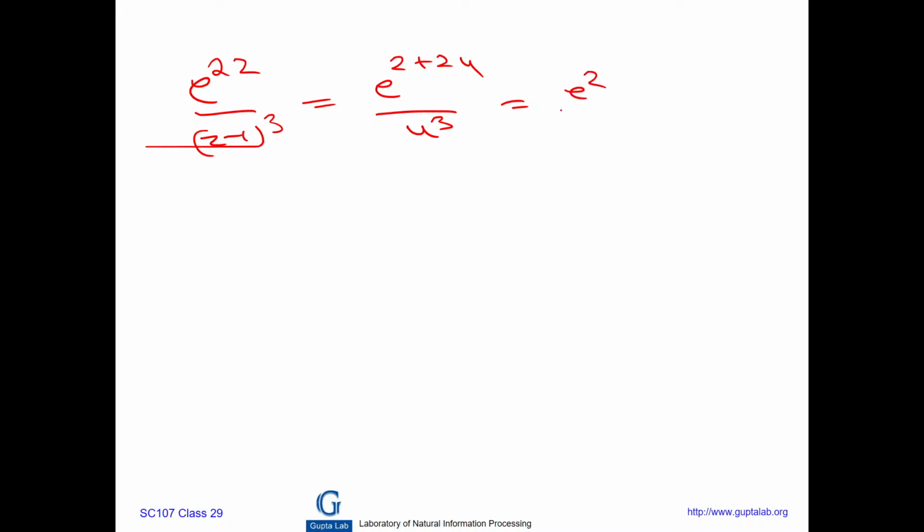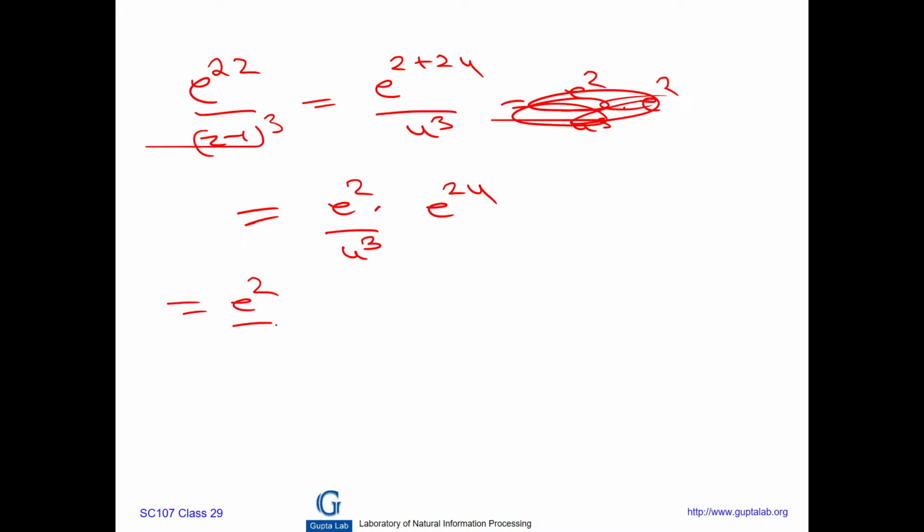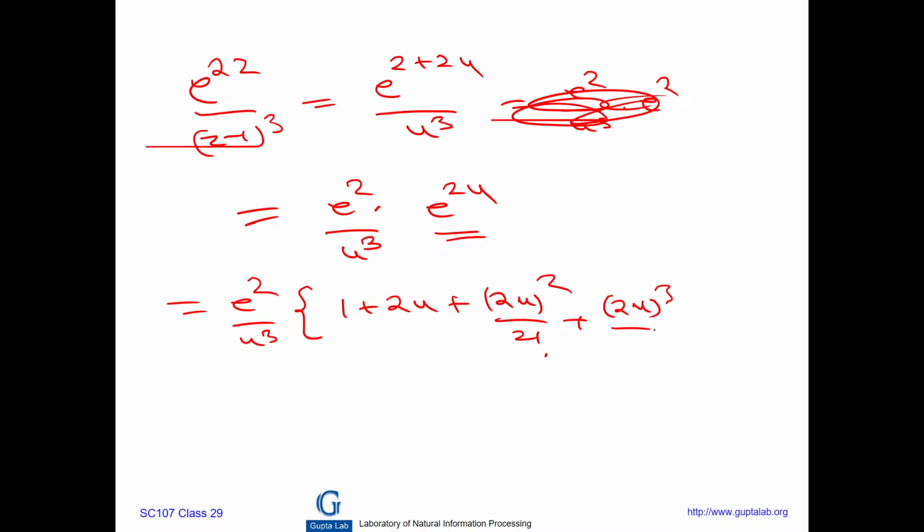This is nothing but e square divided by u cube into e raised to power 2u. Expanding e raised to power 2u as 1 plus 2u plus 2u whole square divided by factorial 2, 2u whole cube divided by factorial 3 and so on, and multiplying, we get e square divided by u cube plus 2e square divided by u square, and so on. I will write it directly, okay?